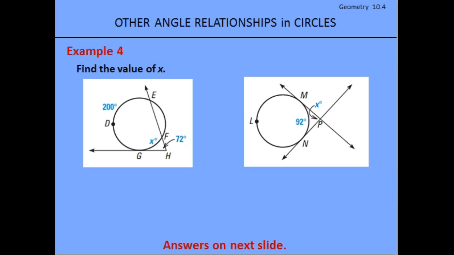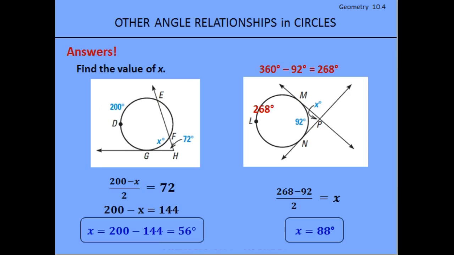Okay, I'm going to give you the answer. Here it comes. If we are finding x here in the first one, we subtract 200 minus x, see how it got a little tricky, equals 72. So all we have to do is do the regular algebra, multiply by 2 on both sides, because we divide by 2.